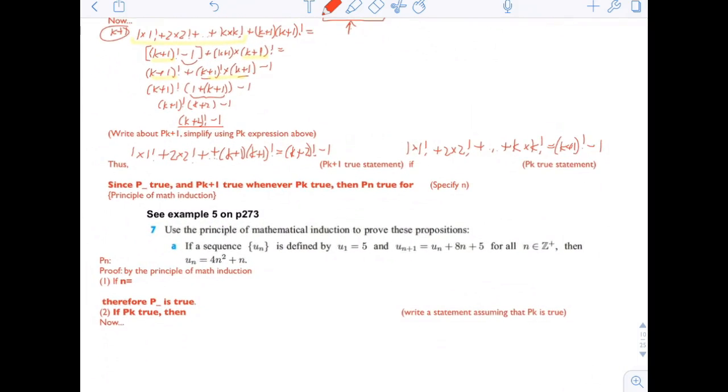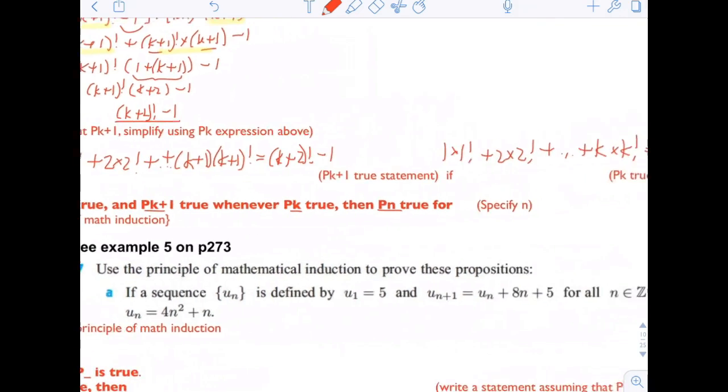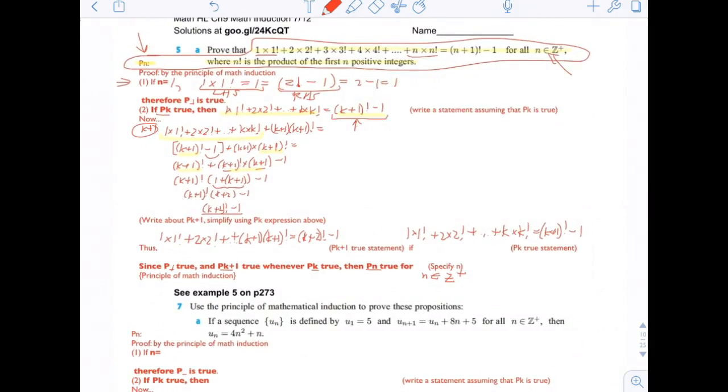And finally, since P subscript 1 is true and P of k plus 1 is true whenever P of k is true, then P of n is true for all positive integers n. Right. Yes.